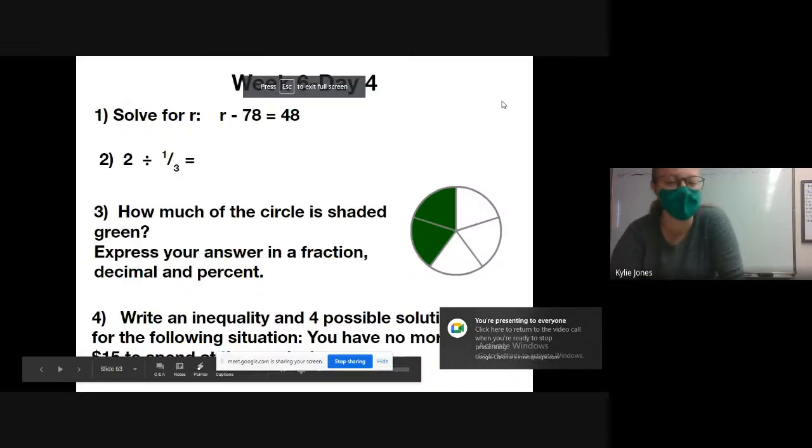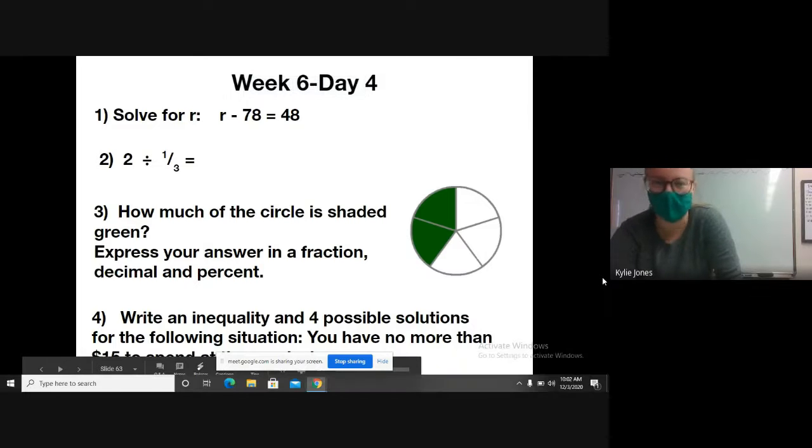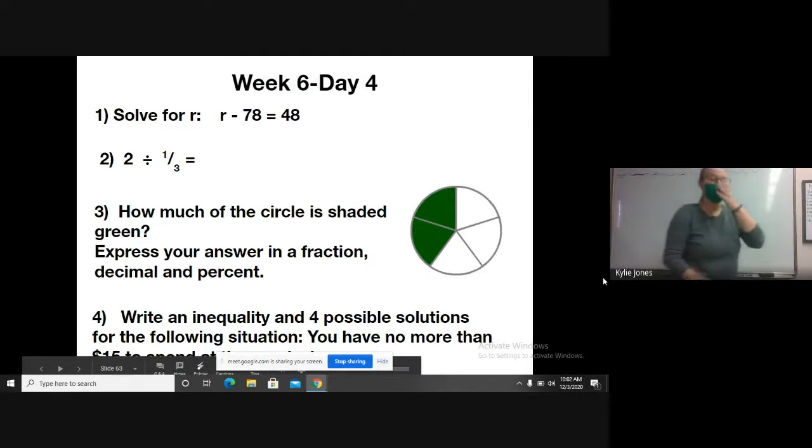Alrighty. Warm-up for today is 4 questions. Number 1, solve for R. So you're solving a one-step equation. R minus 78 equals 48. Well, it's already subtracting, so how would you get rid of it?